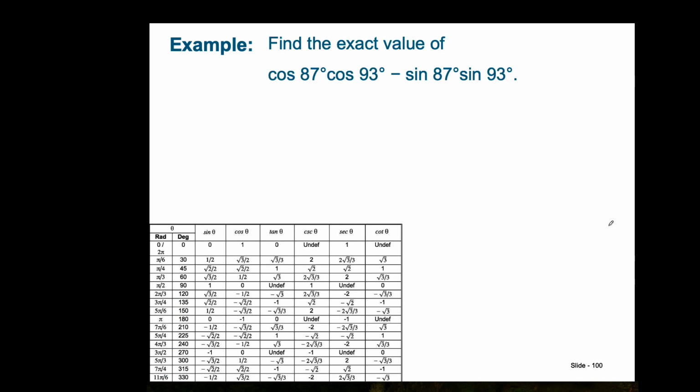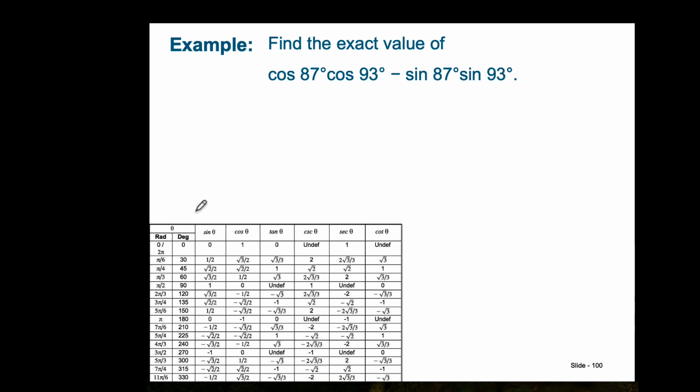Okay, let's reverse the process. We're going to use the identities in the opposite way that we were using them before. So this time we're asked to find the exact value of cosine of 87 degrees times cosine of 93 degrees minus sine of 87 degrees times sine of 93 degrees.